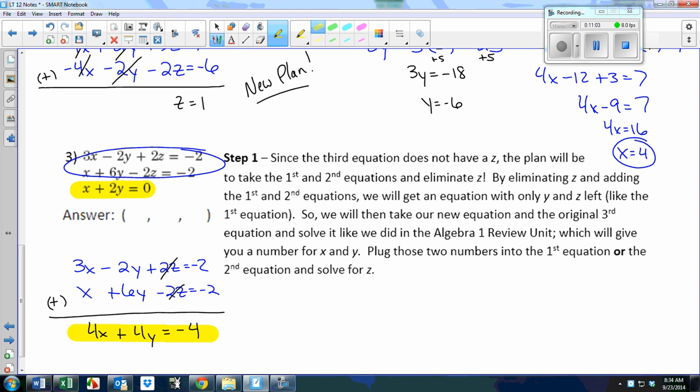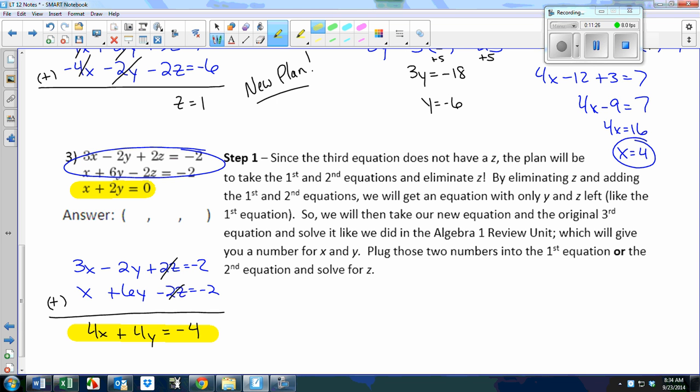If you like substitution, go for it. If you like elimination, you do it however you want, but what are you ultimately going to find? A number for x and a number for y, and once you have those, you can go back to the original and find the z. Okay? So the first goal of all these problems is somehow figure out a way to turn it into two variables, two equations, and then you can finish it from there.